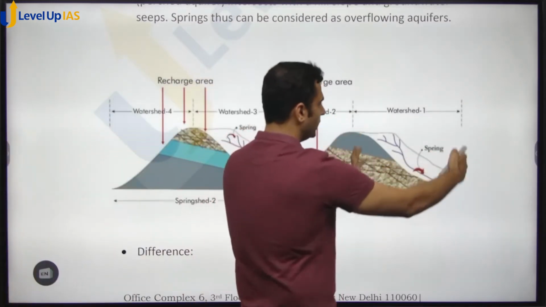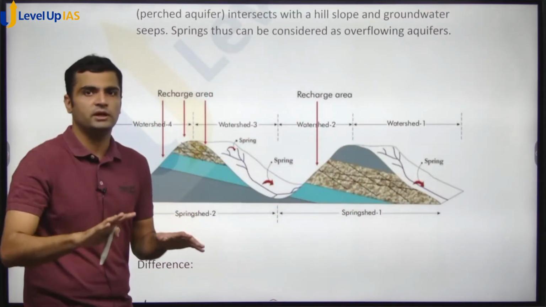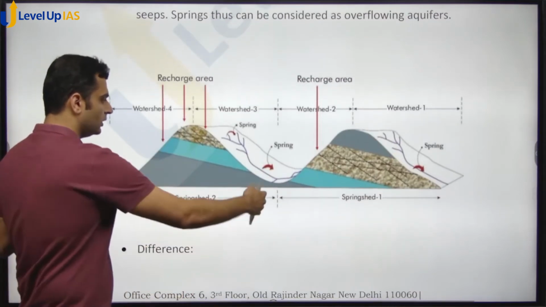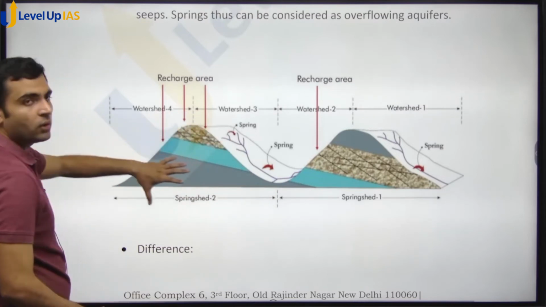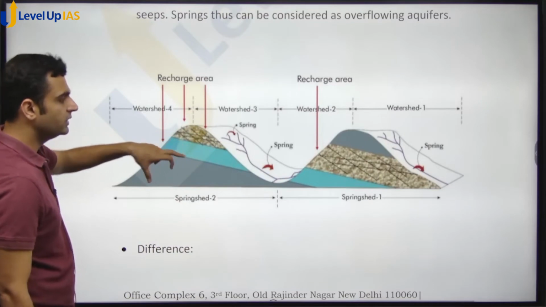This is watershed 1, this is watershed 2, 3, 4. Okay. But spring shed is a different area. Spring shed is rather about aquifers. So in this spring shed, wherever the spring may occur, it will derive its water from this common aquifer. This is what spring shed is.